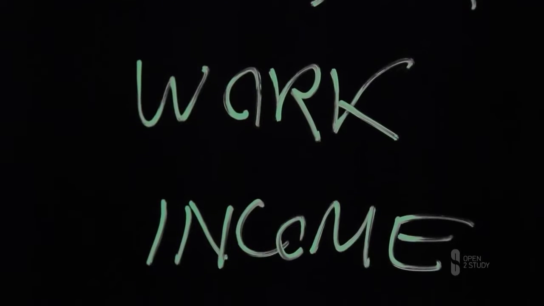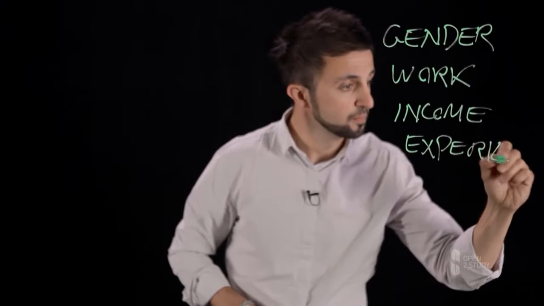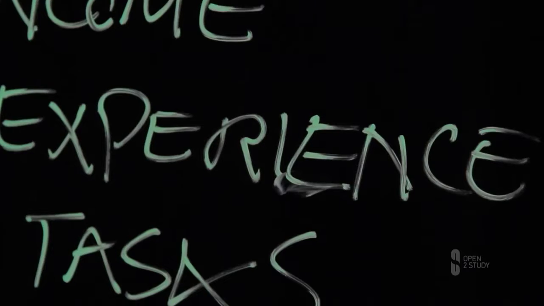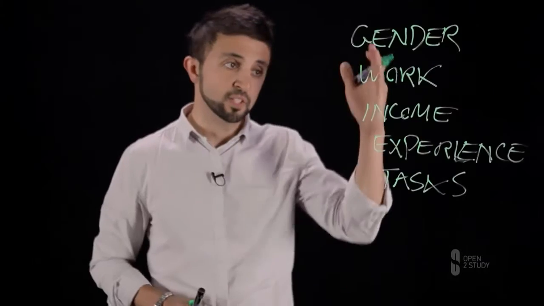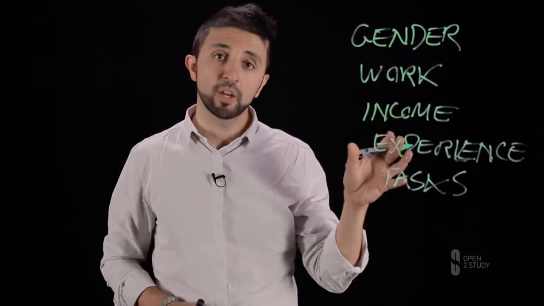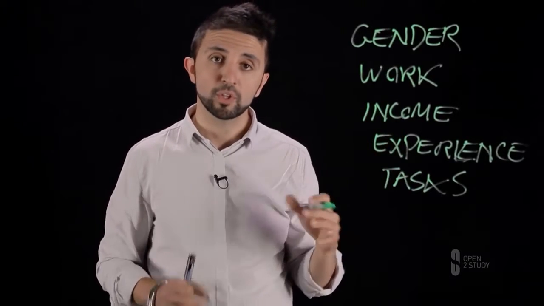So the types of information you might want to know include gender. Are they male or female? What work do they do? Potentially what sort of income they have? What sort of experiences do they have using the product or service? And the tasks that they perform and the frequency that they perform them. Now this isn't a definitive list and it's not in any particular order, but it gives you some idea of the types of information you need to know to be able to help define the needs of that user.